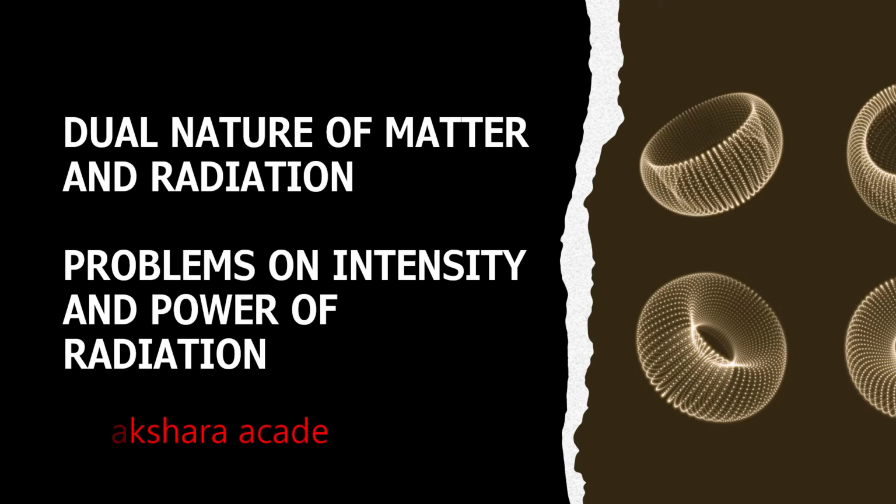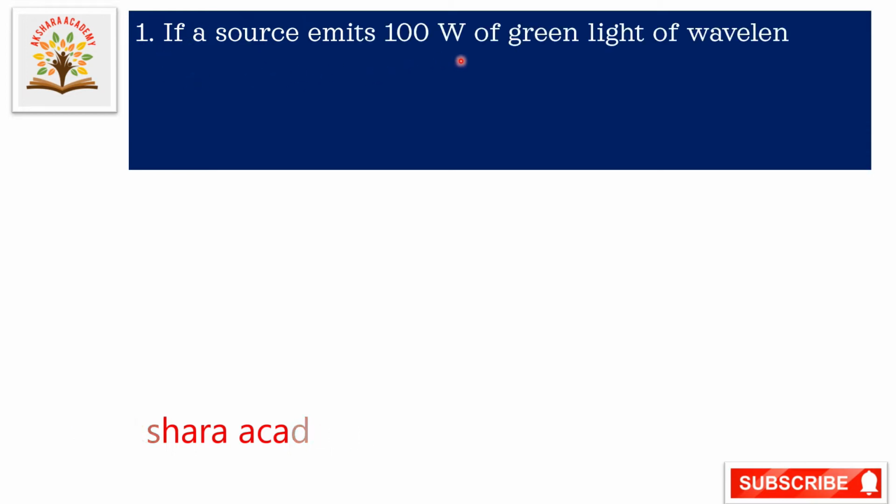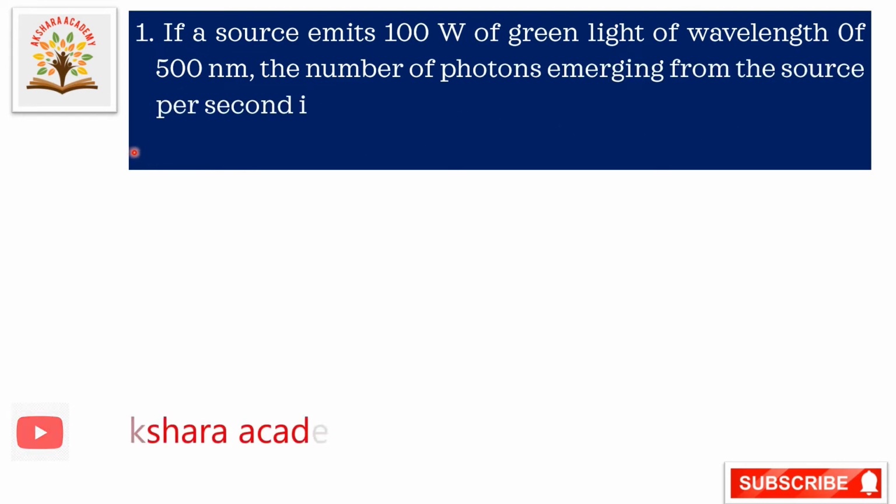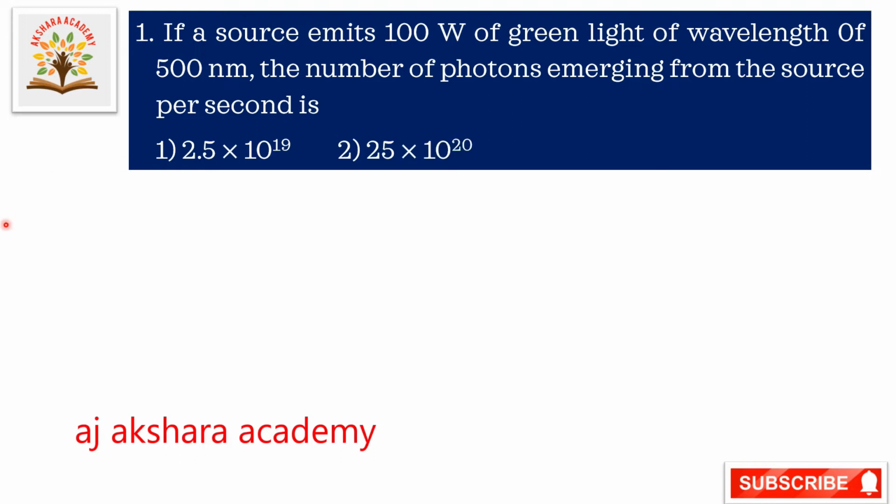Okay, let us go to today's session. First one. If a source emits 100 watts of green light of wavelength 500 nanometers, the number of photons emerging from the source per second is. Let us go to the solution.